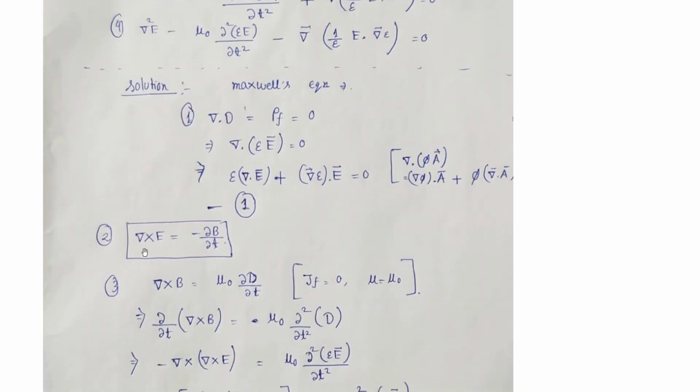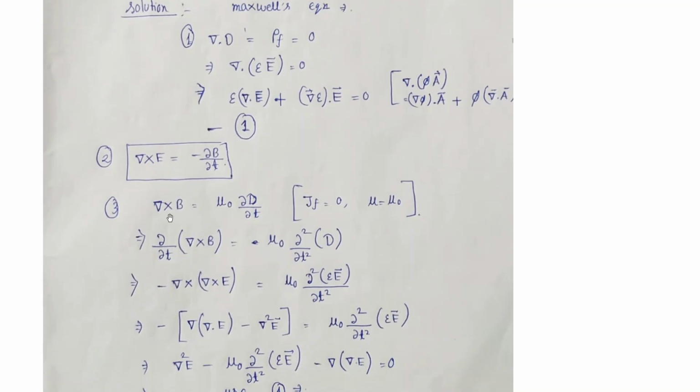Now this is the second equation, that is del cross E is minus del B by del t. There is no change. And this is our third equation, that is del cross B is mu naught del D by del t. Now I don't write the term J f because J f is 0, there is no free current, as already mentioned in the question.